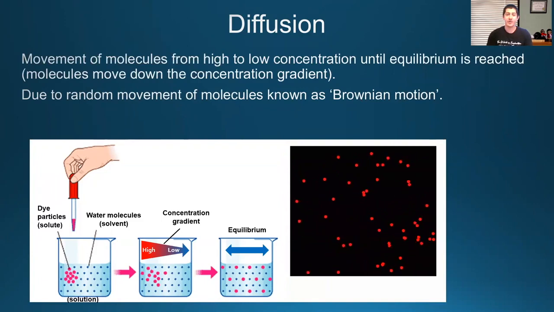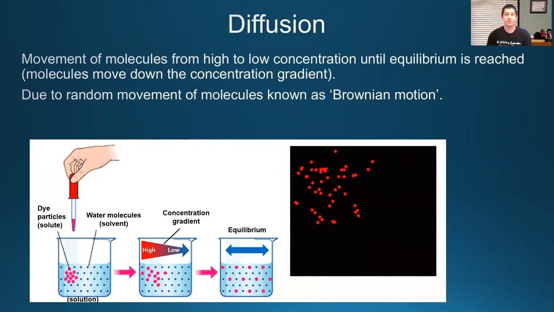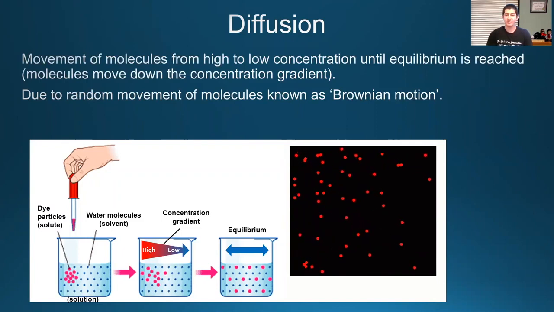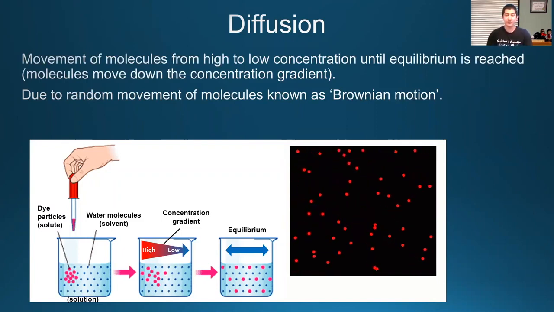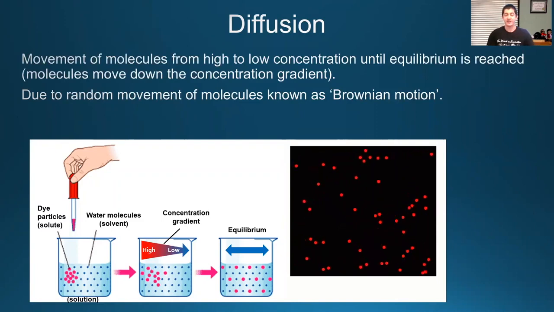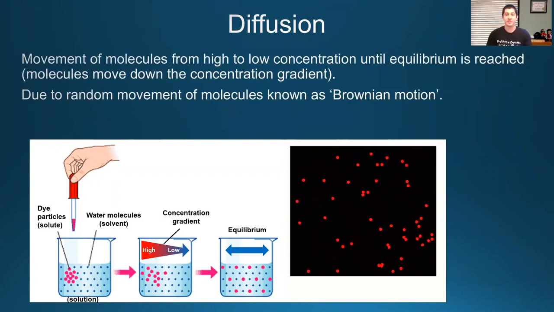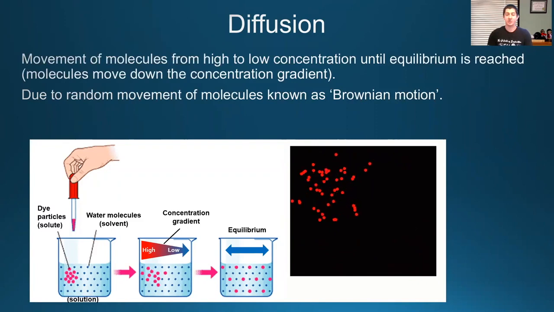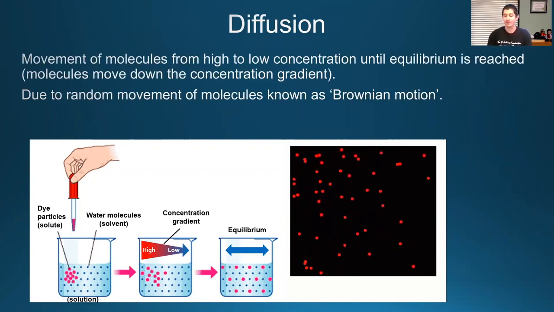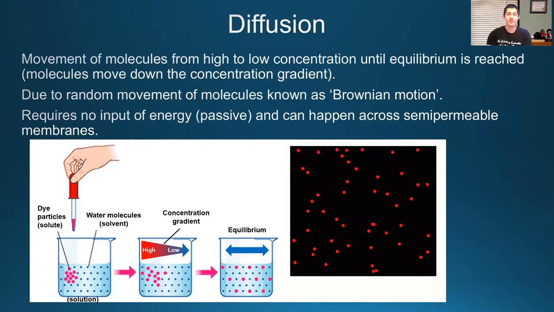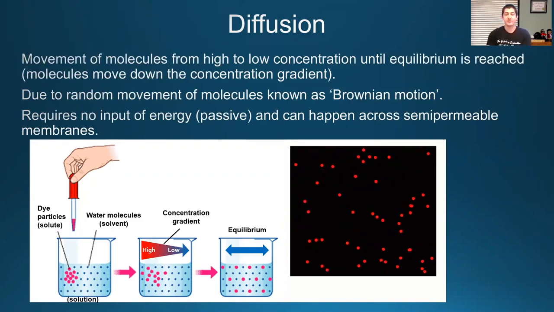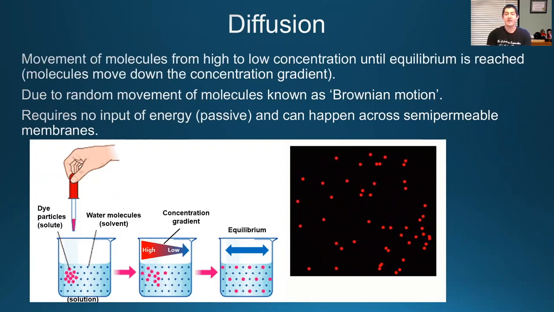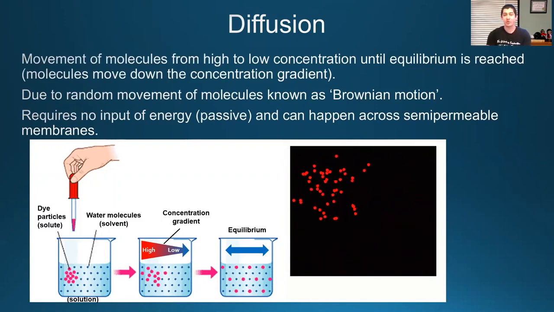And this is driven by something known as Brownian motion, which is the random movement of molecules. Basically, all these molecules are just bouncing off of each other and the sides of the container that they're in until eventually they're all equally dispersed within a given space, as you can see in this animation here. And this requires no input of energy. It's known as a passive process, and it can happen across semi-permeable membranes, which we'll talk about on the next slide.